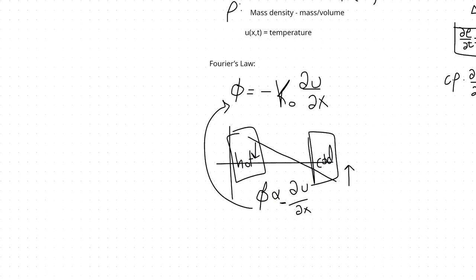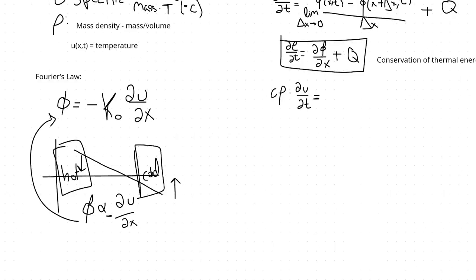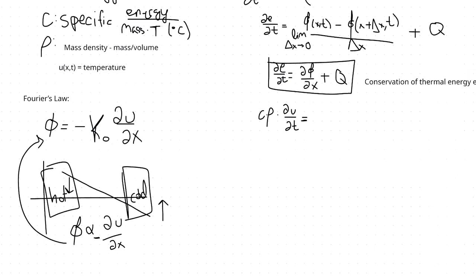But we can now put this into our equation, and we can say that partial phi over partial x we can rewrite now, and we can say it's, or sorry, minus k naught times partial u over partial x plus q.